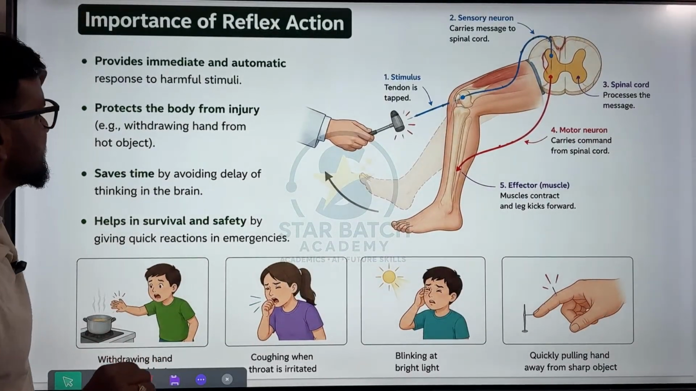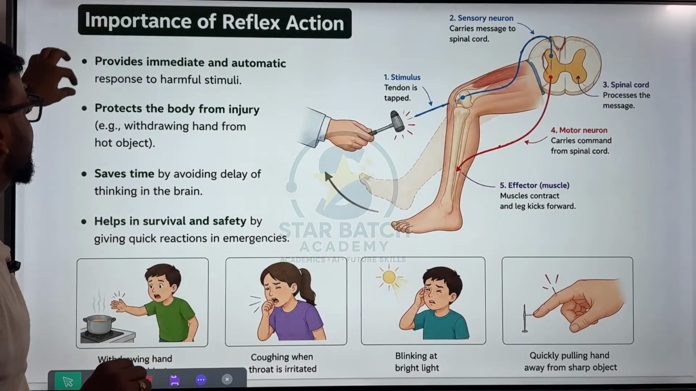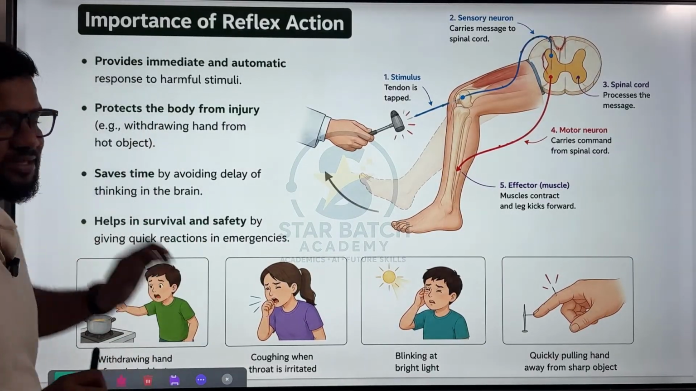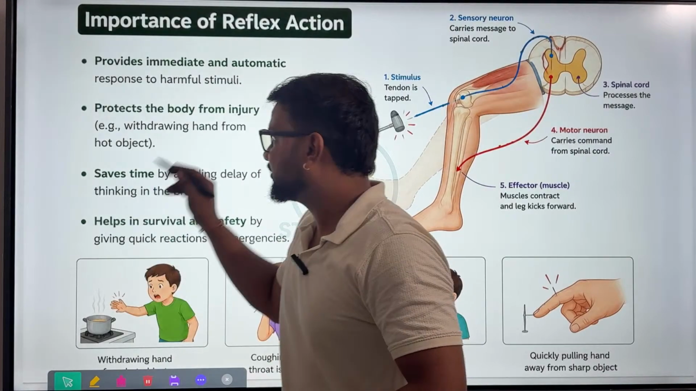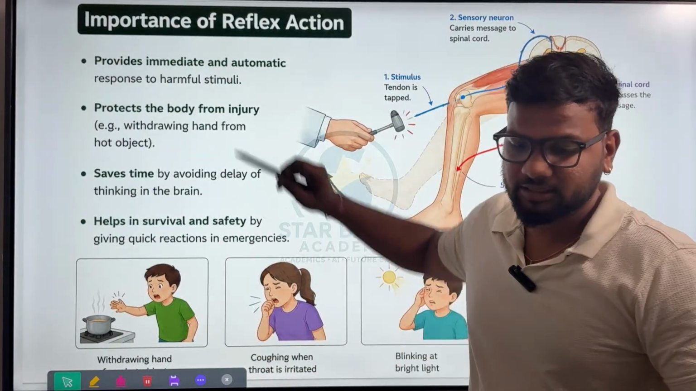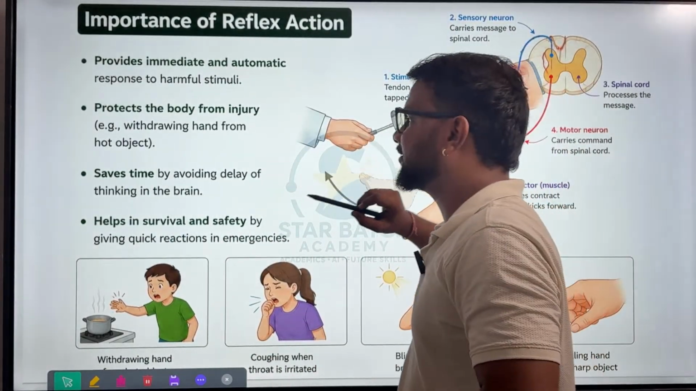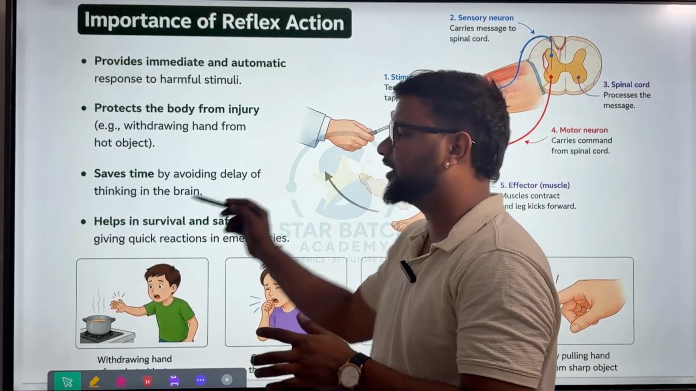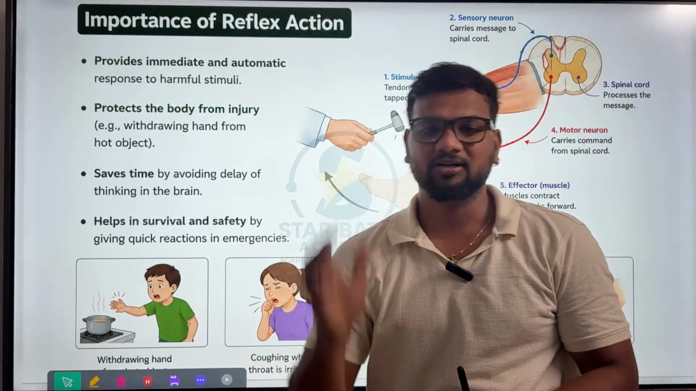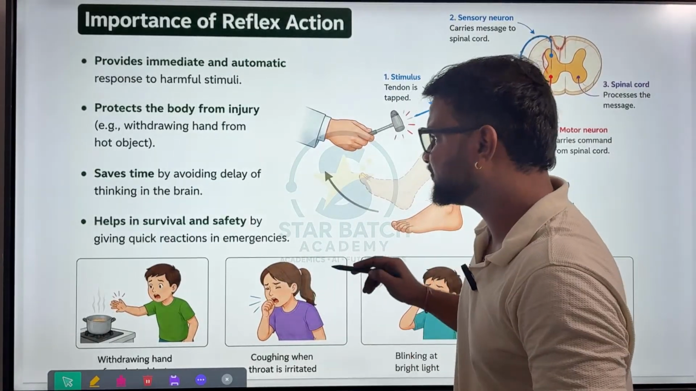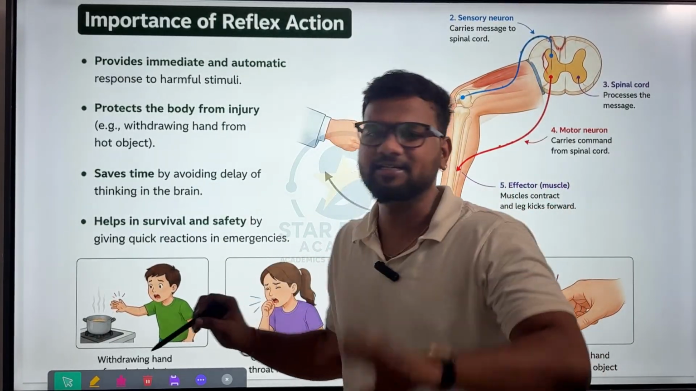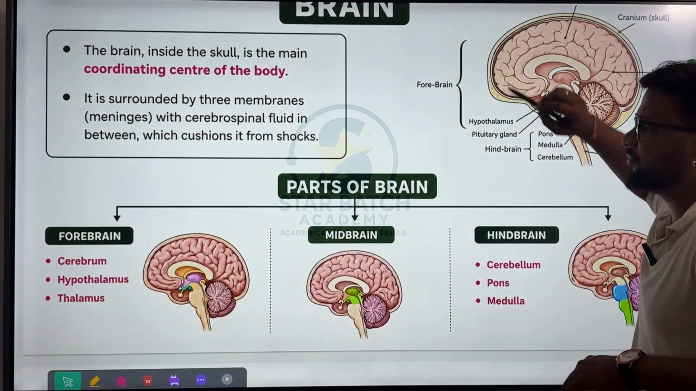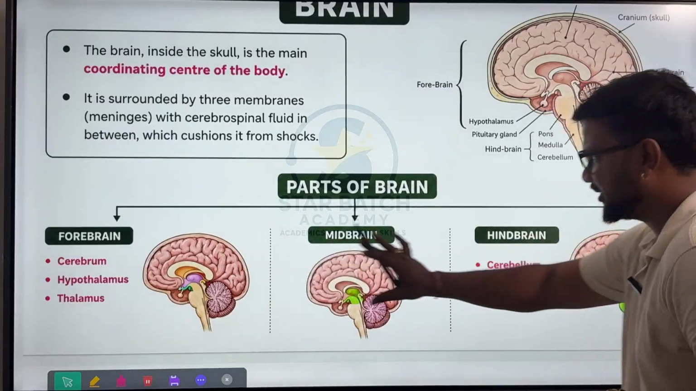Importance of reflex action: provides immediate and automatic response to the harmful stimulus. Okay, and protect the body from the injury. And also we have the save times. It actually saves time by avoiding delay thinking of the brain. Okay, and helps in surviving and the safety. Clear? Now the brain we have 3 parts.